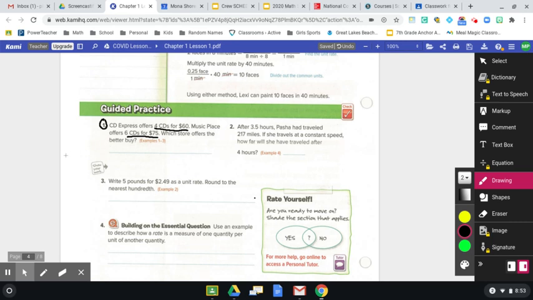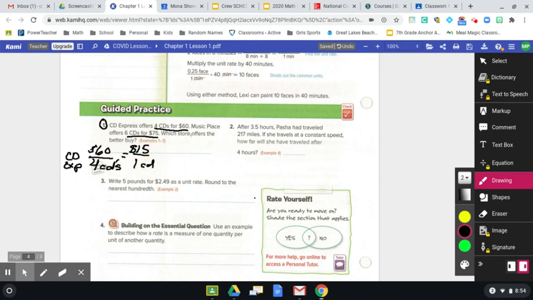So over here, we're going to find our unit rate. I'm going to start with CD Express and set this problem up. Now remember, again, we're talking money. So we want to make sure that that $60 is on top, and we divide it by the 4 CDs. So we know how much it is for just one CD. So if we do that, 60 divided by 4, we're looking at $15 per one CD.